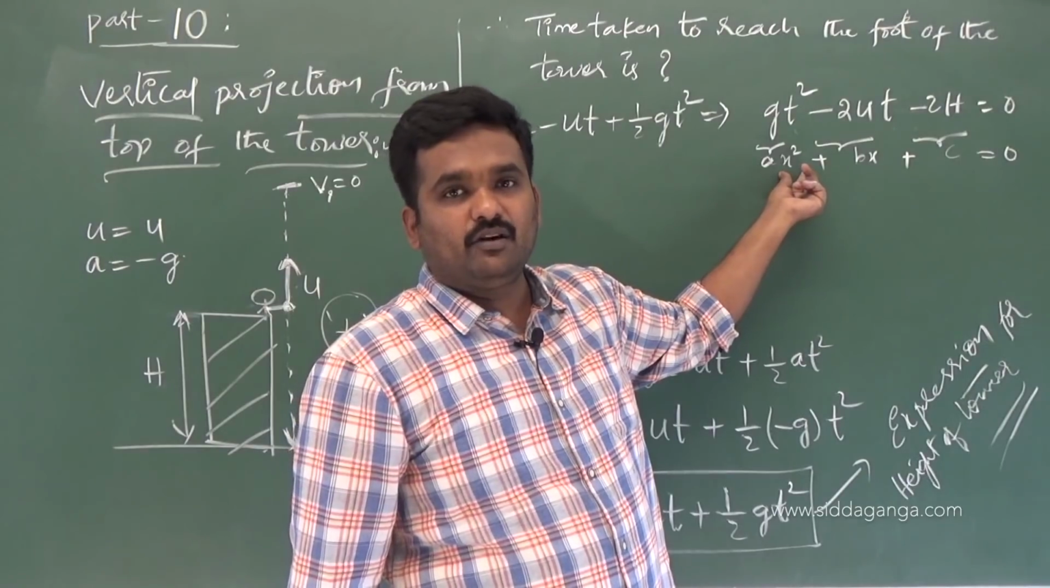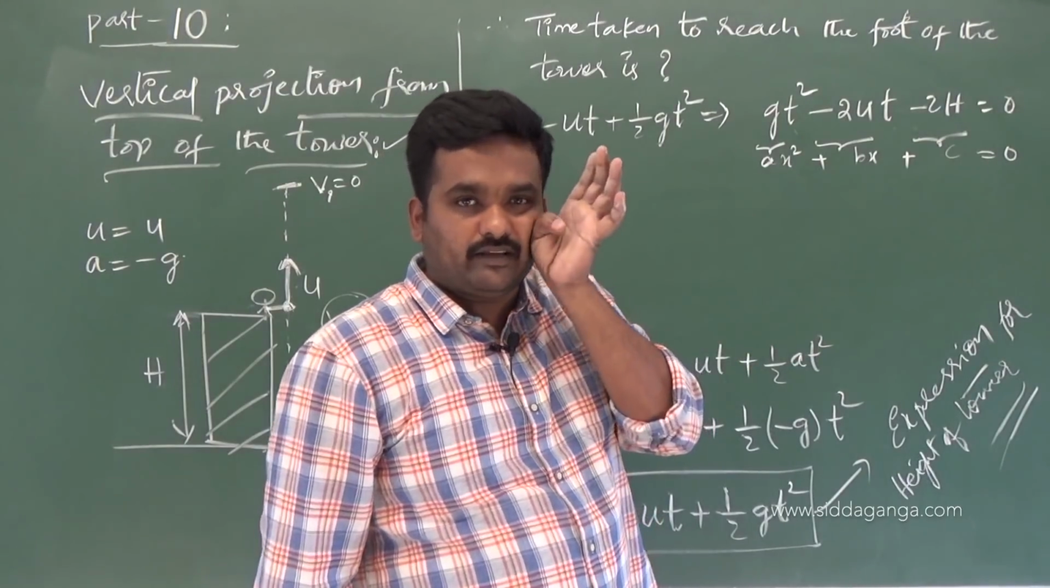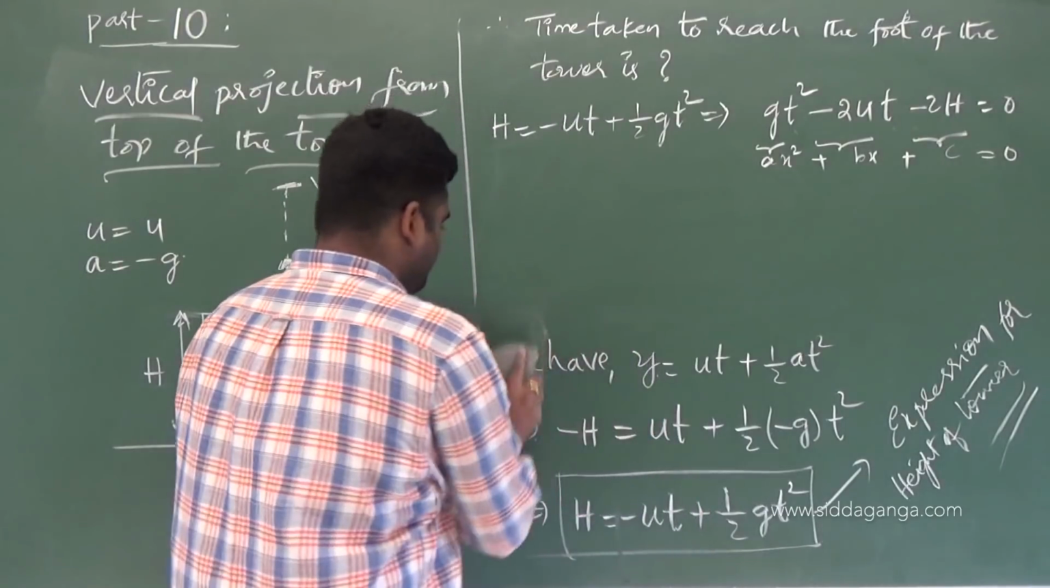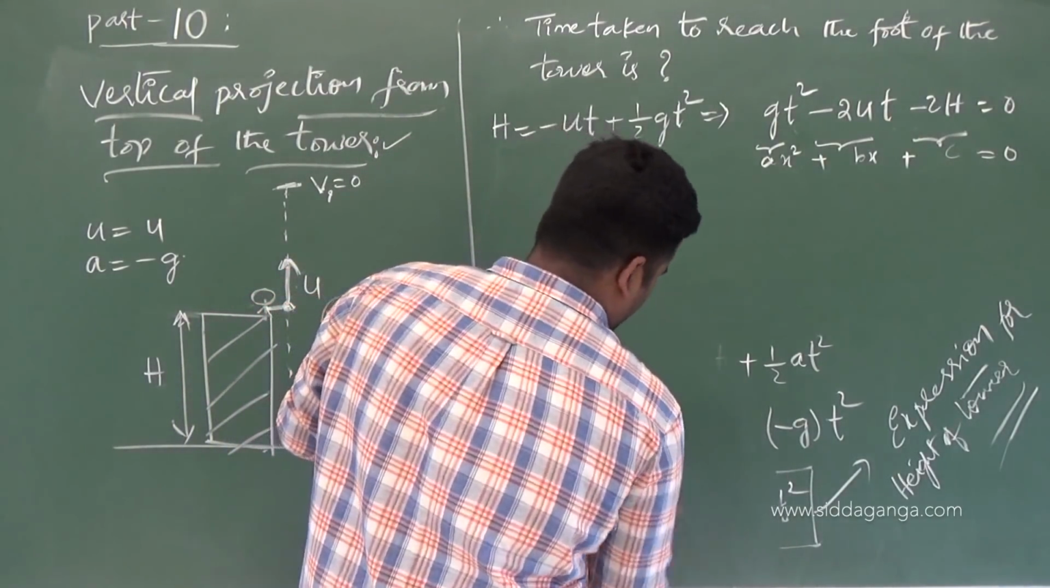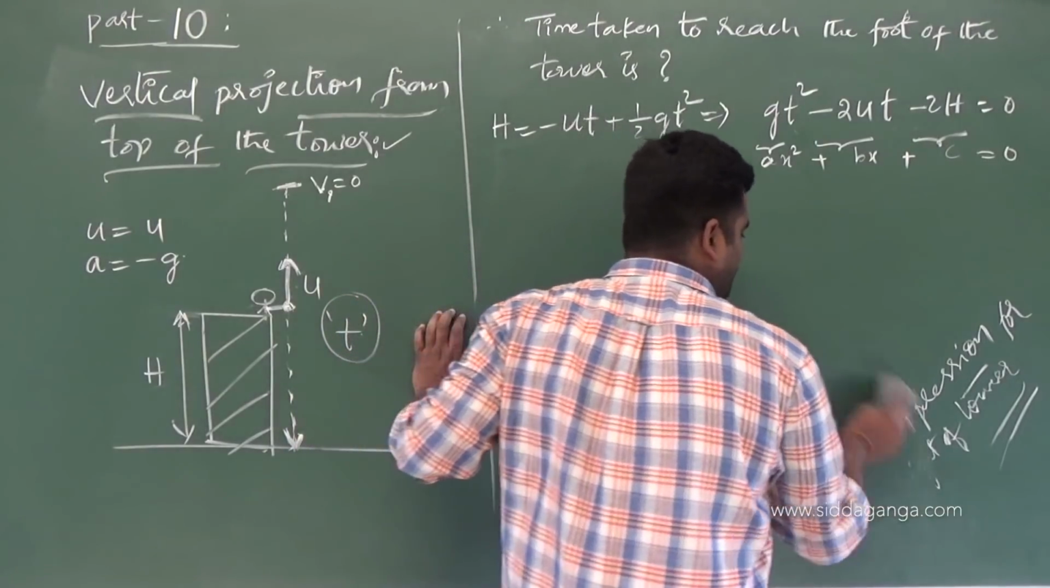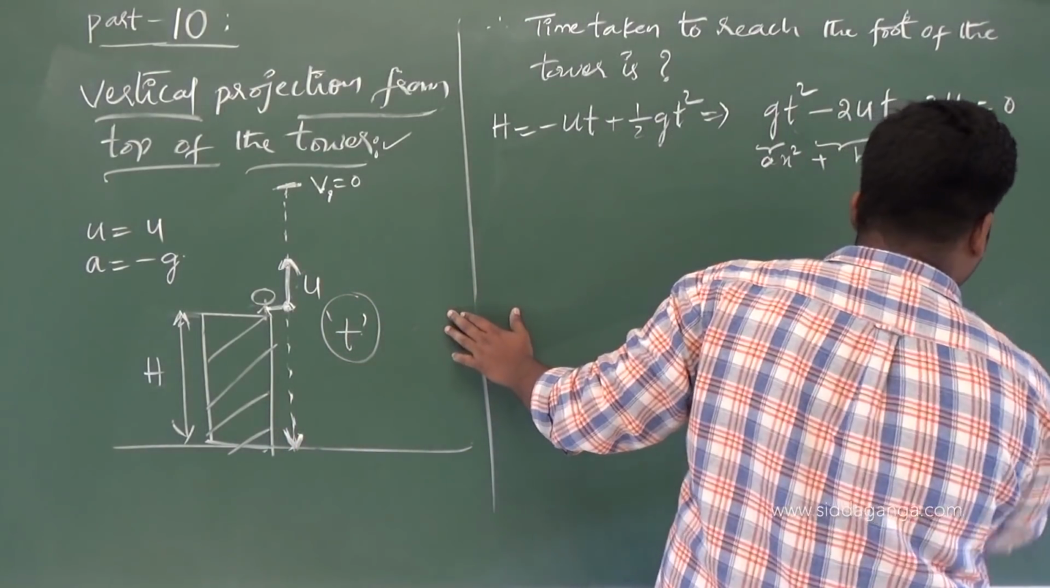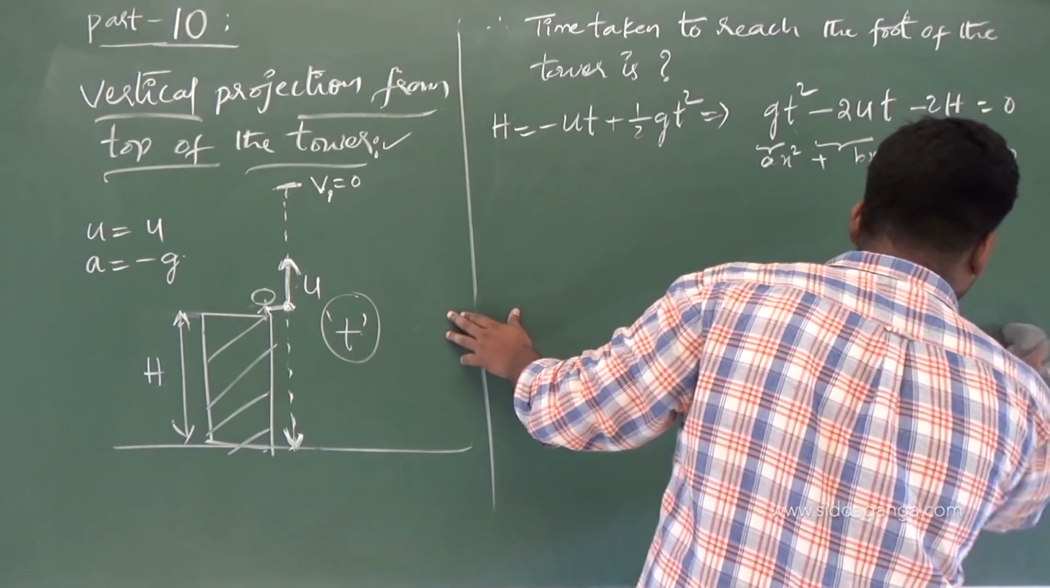How to find the value of x? We have roots for the quadratic equation. What are the roots we are having? Roots of the quadratic equation: x equals minus b plus or minus root of b square minus 4ac by 2a.